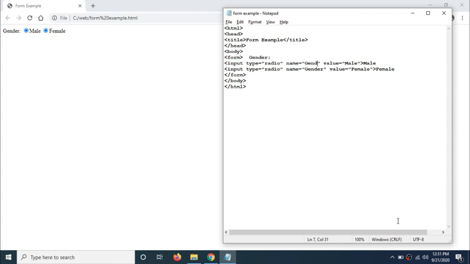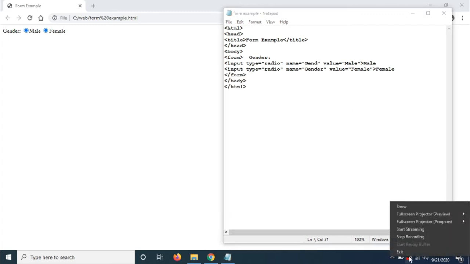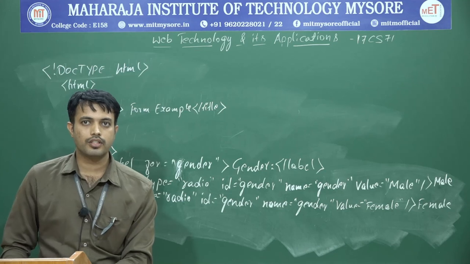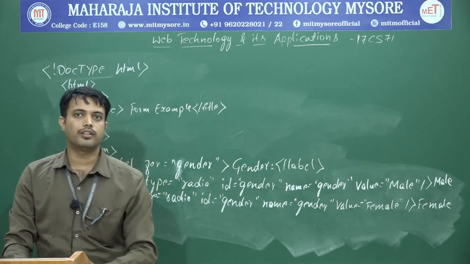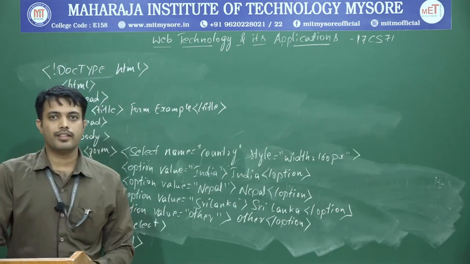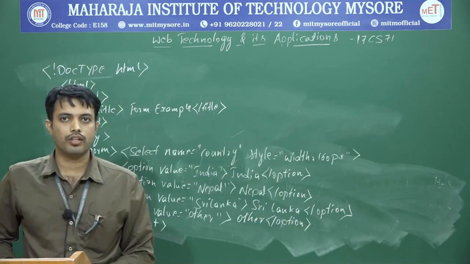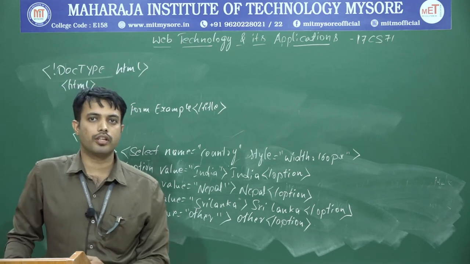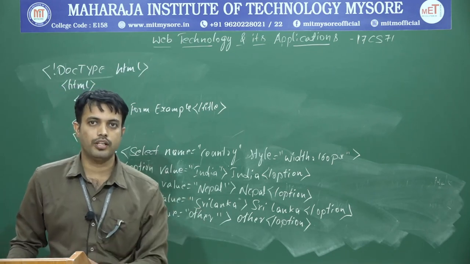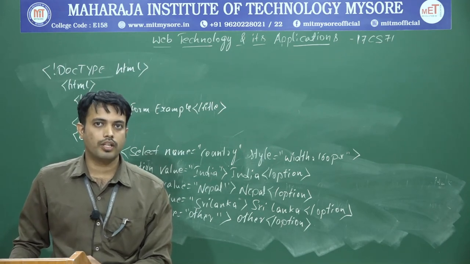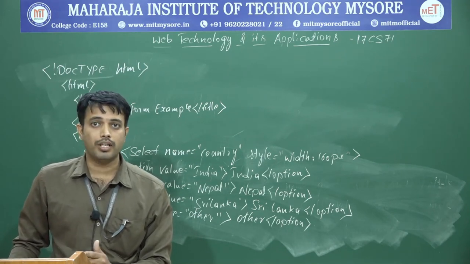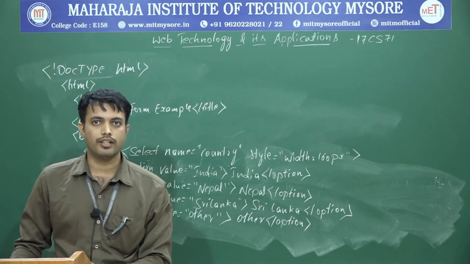Okay, so next we'll move on to the next example. That is select. Select is nothing but a drop down list. In that drop down list you can see many options, right? Depending upon the program requirement, we can select any one or multiple data from that drop down list.